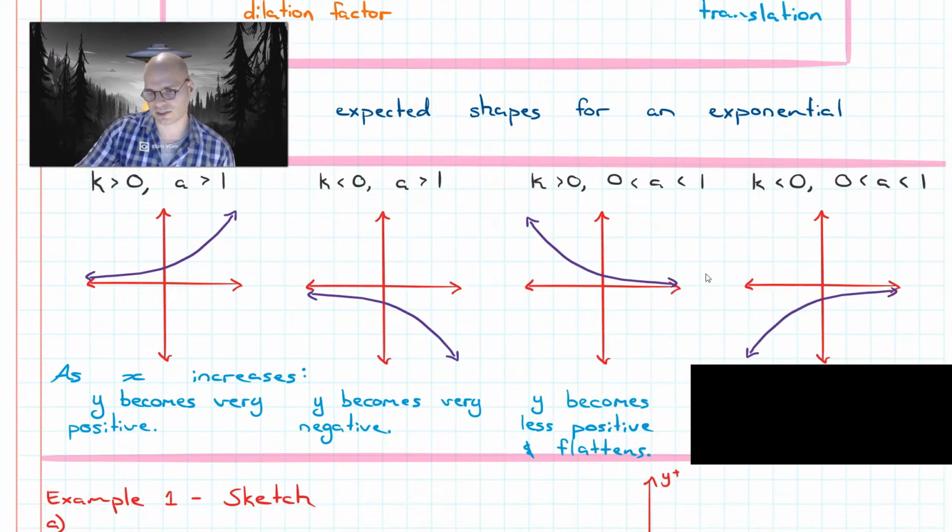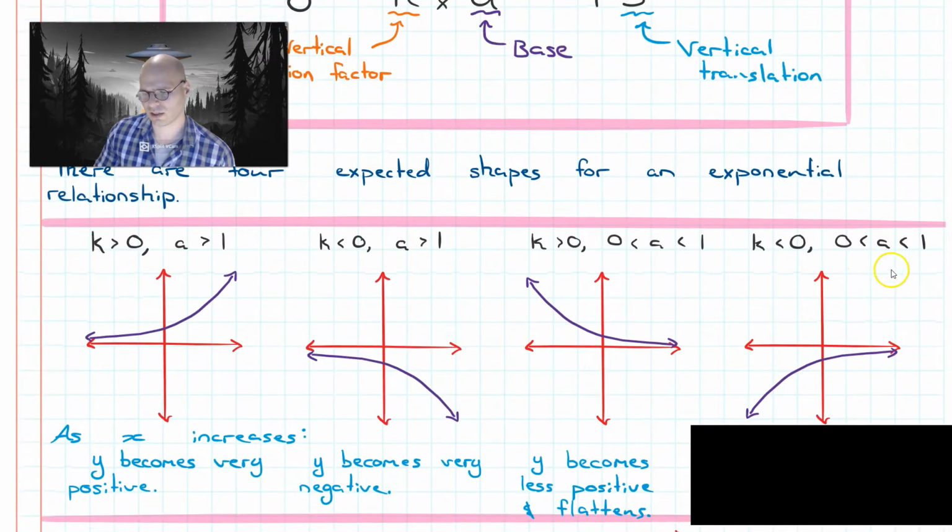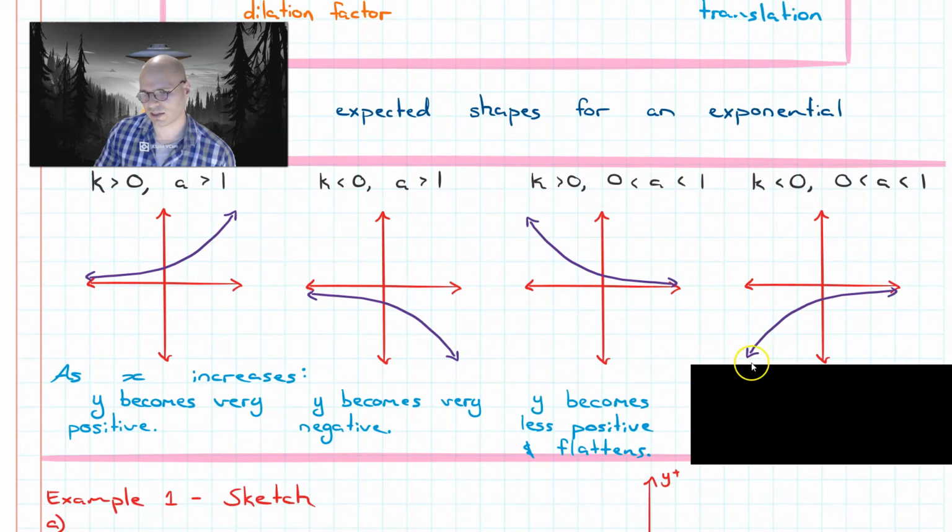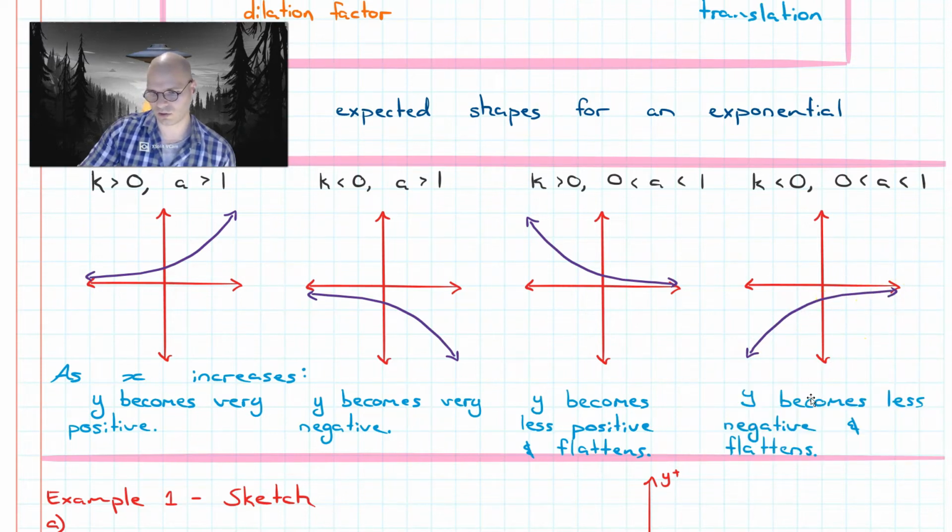And then finally, we have a k value less than 0 and a between 0 and 1. You can see that you start off being really negative, but again, as x increases, the values of y begin to flatten. So y becomes less negative and becomes flatter.